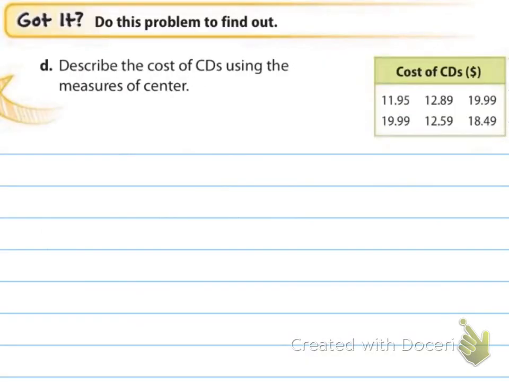All right, so I'd like you to do D on your own. Describe the cost of CDs using the measures of center. So you're going to be finding the 3 M's, mean, median, and mode. When you come back, we'll go over the answers.